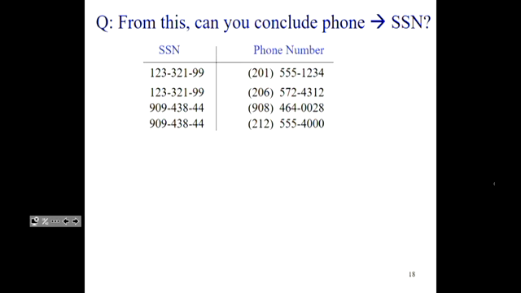let's try to test our understanding by looking at this relation. So let's say you have this relation which has SSN and phone number, and I have in this particular case all of these phone numbers are distinct. So the question is, can I look at this relation and tell whether phone number implies SSN or not? And the answer is no, because I don't know whether it holds true in general, right?